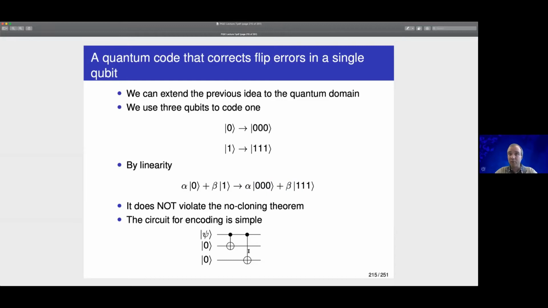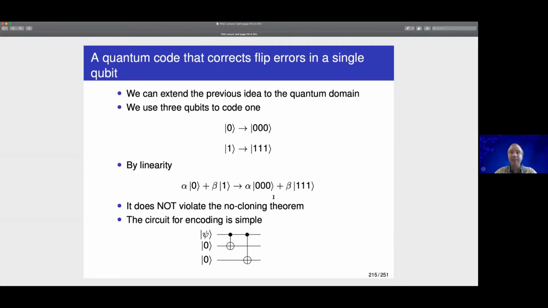You only need to use these 2 CNOT gates, and of course the 0 is going to go to 0 0 0, and the 1 is going to go to 1 1 1. So this is one way of encoding the information, which we can use to realize this simple code. Okay, how is this useful? How can we now use this in order to correct errors, to prevent the information from being corrupted by noise?